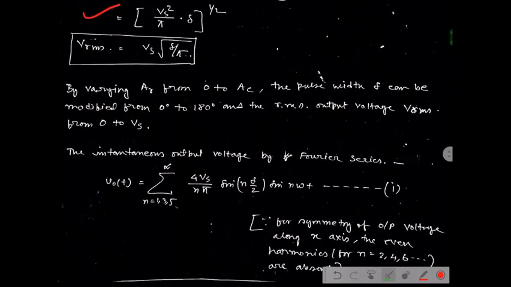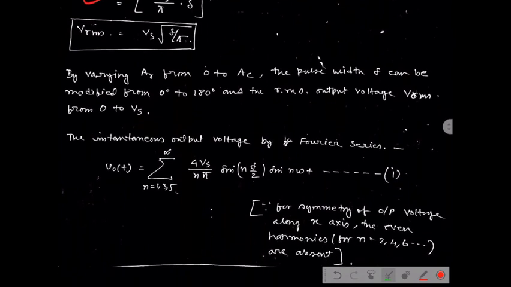Now, as the output voltage of the inverter is a periodic signal, the instantaneous output voltage can be obtained by using the Fourier series. So v0(t) equals the summation for n equal to 1, 3, 5 to infinity, as the waveform is symmetrical and half-wave symmetric, meaning odd harmonics are there. We are not taking the even harmonics. As it is a full bridge inverter, it is 4 Vs by n pi times sine n pi by 2.